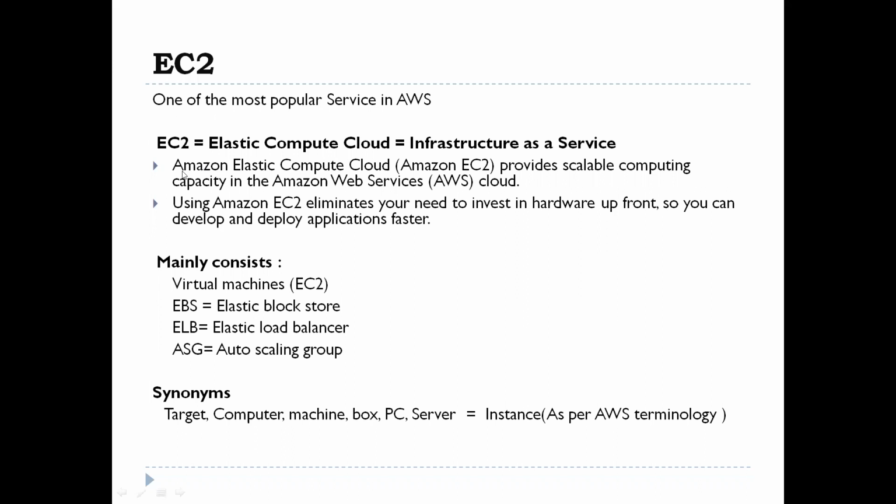What does Amazon EC2 mean? Simply, you can say Amazon EC2 provides scalability. Scalability means increasing and decreasing the servers. You will understand it when we discuss ASG, that is auto scaling group. It also eliminates upfront hardware, because you just saw we didn't bother about any hardware; within a few clicks we successfully created a server. That's the meaning of this second statement. It mainly consists of these things. Synonyms of server include target, computer, machine; as per AWS terminology, we call it an instance.